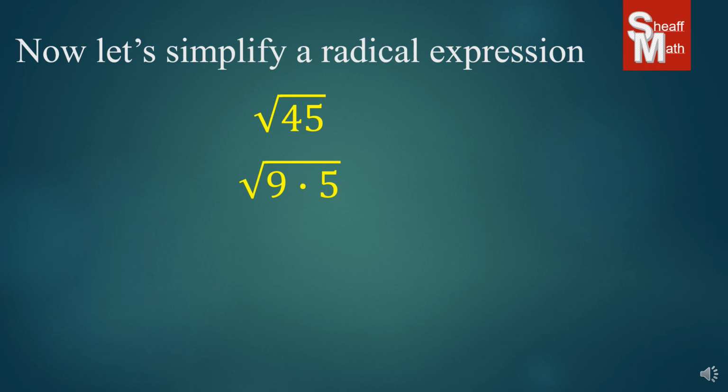And so what we do is we separate them, 9 times 5 like that. Then we're going to separate them into two different square roots. This is a perfectly okay thing to do. Now that we've separated them, square root 9 is actually 3. And so we can bring the 3 out, simplify it, and this is our simplified radical expression.